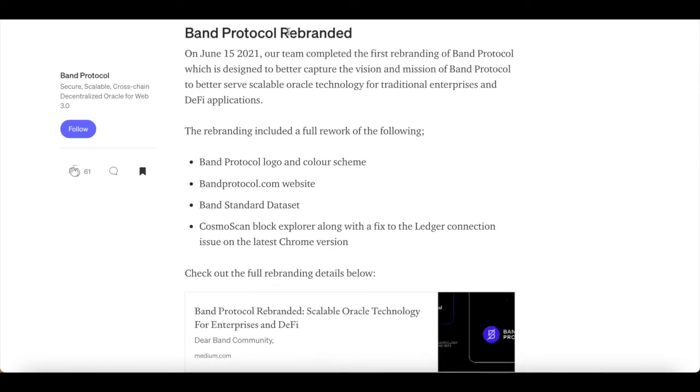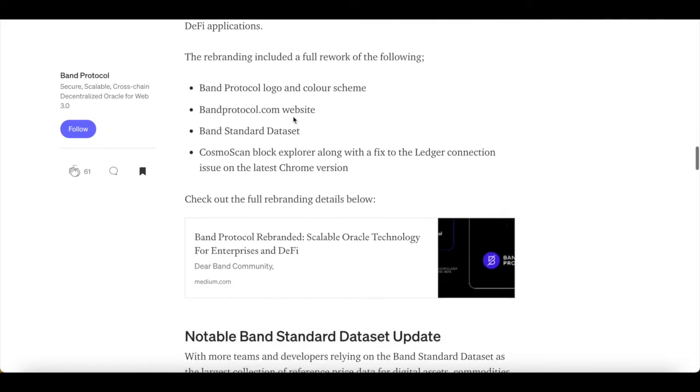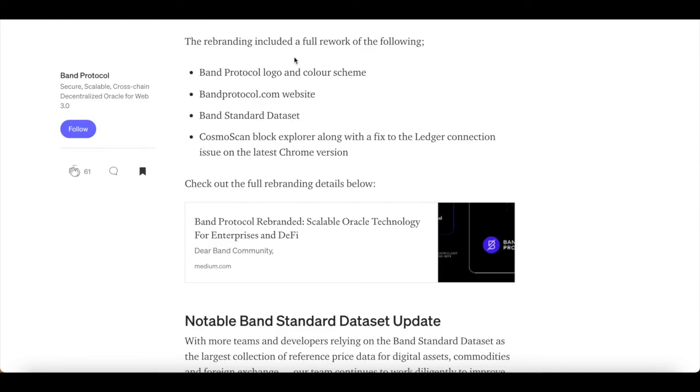On another note, a very important thing I wanted to touch on was the rebranding of Band Protocol. On June the 15th, 2021, the team completed its first rebranding of Band Protocol, which is designed to better capture the vision and mission of Band Protocol to better serve scalable oracle technology for traditional enterprises and DeFi applications. The rebranding includes a full network of the following: the Band Protocol logo and the color scheme have been changed.